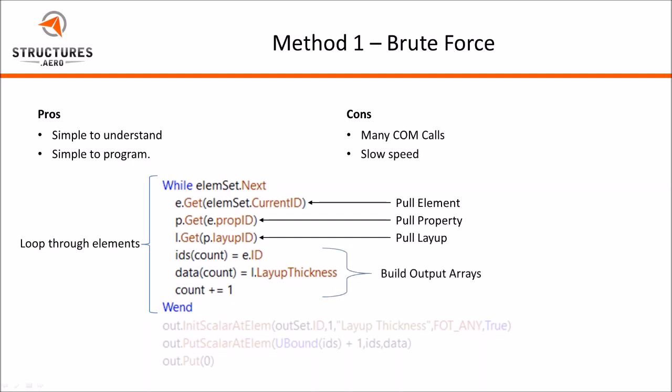Then we're going to actually build our output arrays, right? So the element IDs and then the data that we're plotting, in this case, the thickness. And we're just going to iterate that through every element.